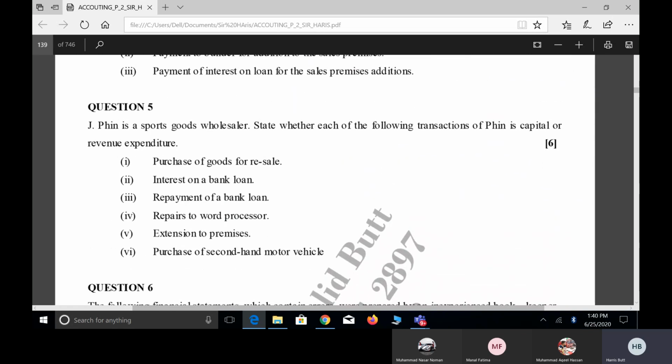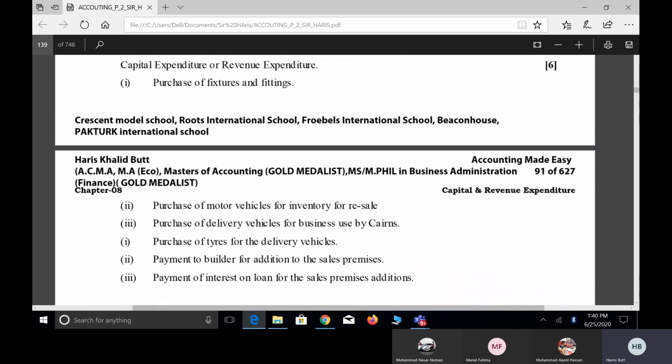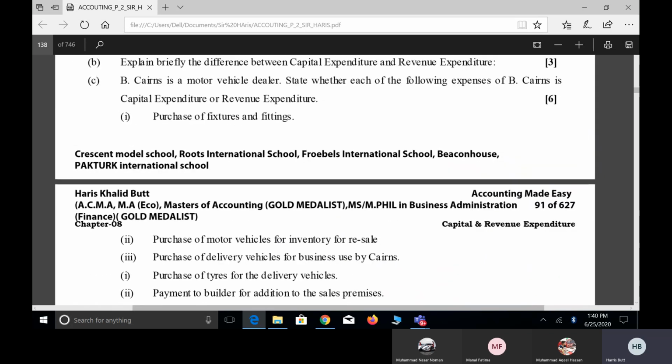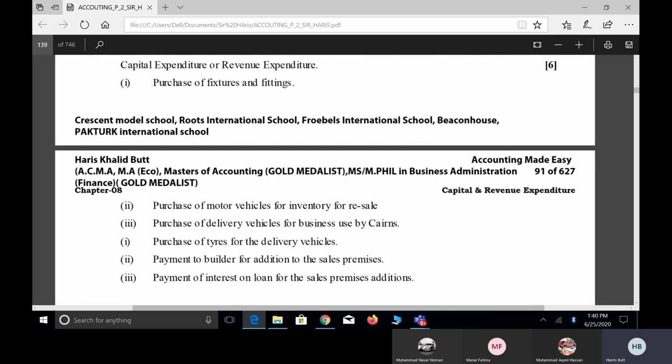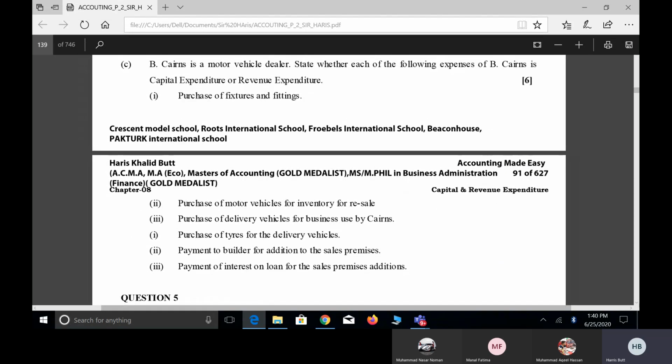नेक्स्ट जी आपका क्वेश्चन नंबर 5. V Cares is a motor vehicle dealer. State whether each of the following expenses of V Cares is capital expenditure or revenue expenditure.